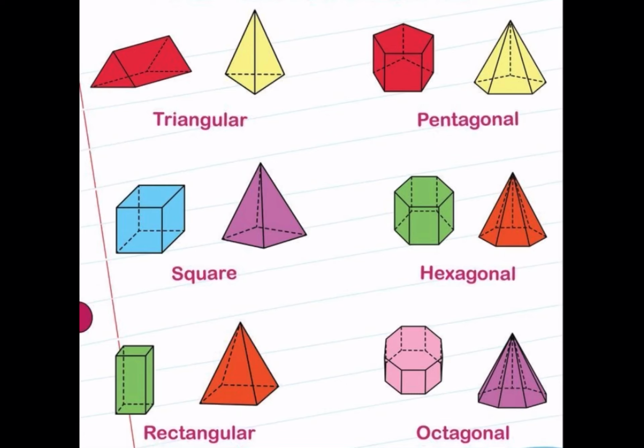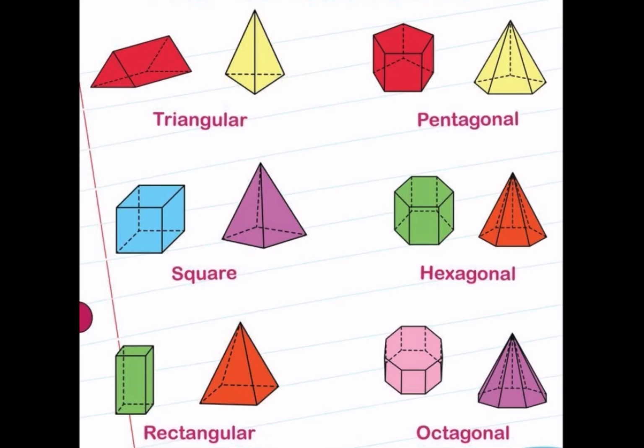Let's go up to the pentagonal shapes. The red one is a pentagonal prism. Its bottom and its top are pentagons, and they are joined by rectangular sides to make a pentagonal tube. The yellow shape is a pentagonal pyramid. Its base, or its bottom, is a pentagon, and its sides are triangles which come to a point.